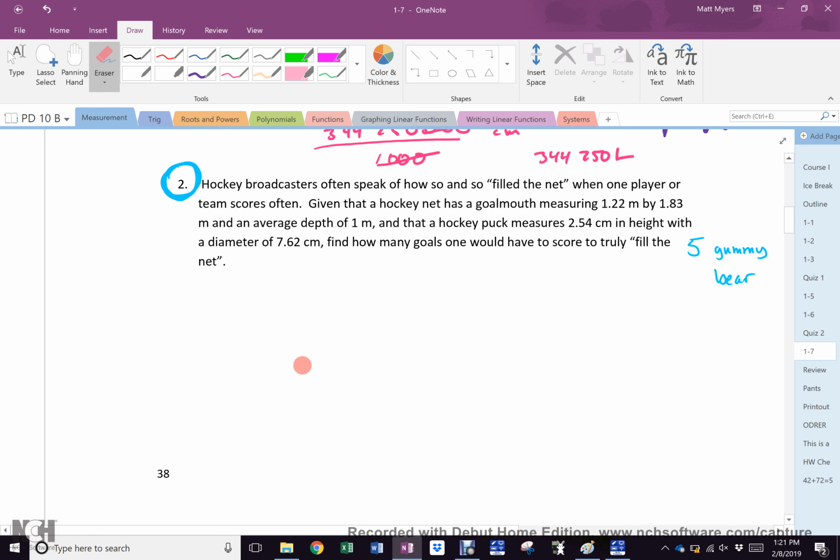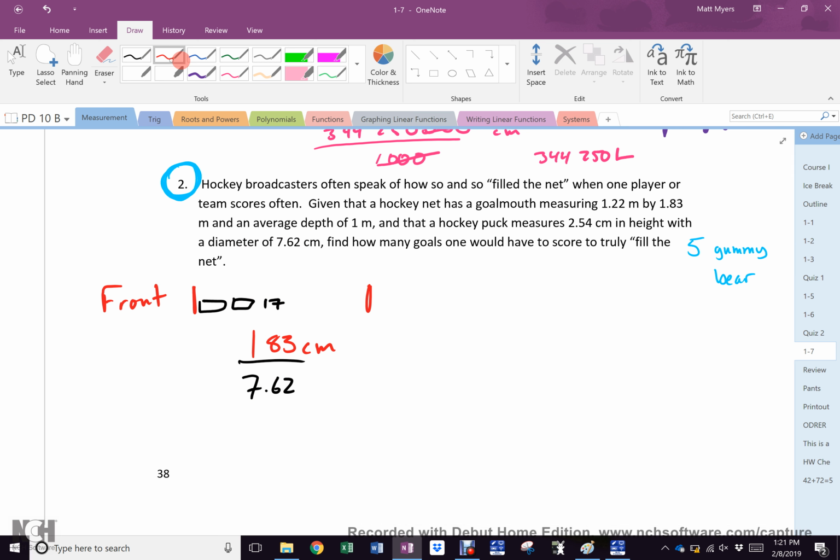It is this. From the front of the net. The front of the net is 183 centimeters wide. Yes? The pucks are 7.62 centimeters wide. Divide by 7.62, and I get, if I am not mistaken, 17 point something. Which means I can fit 17 pucks across the bottom. Yes?